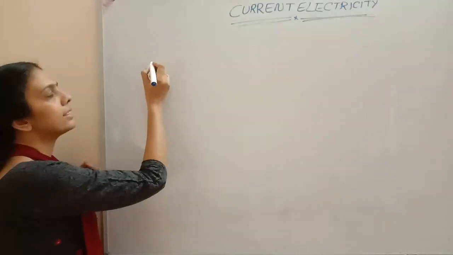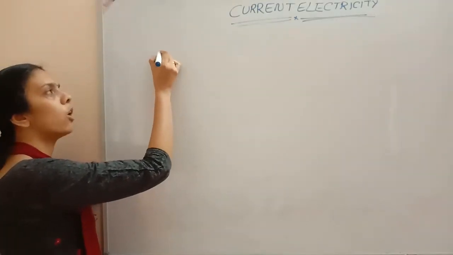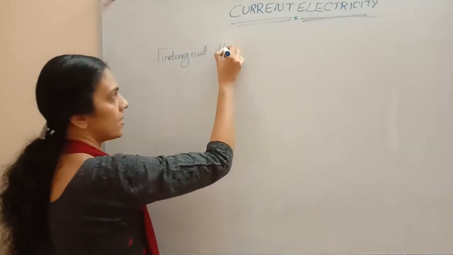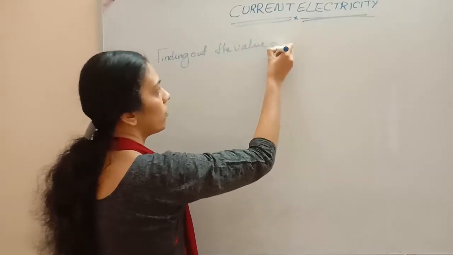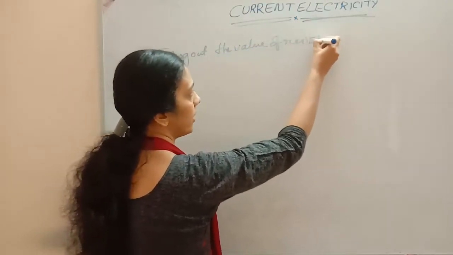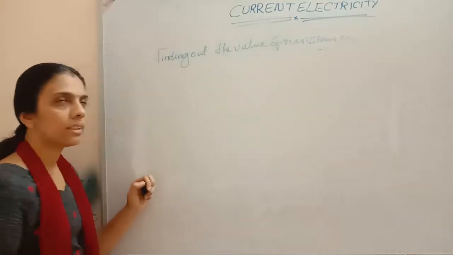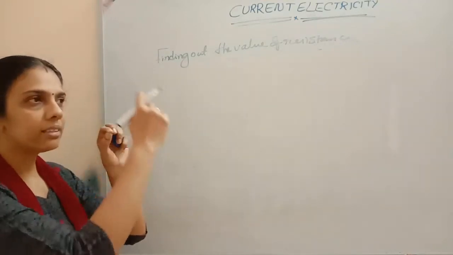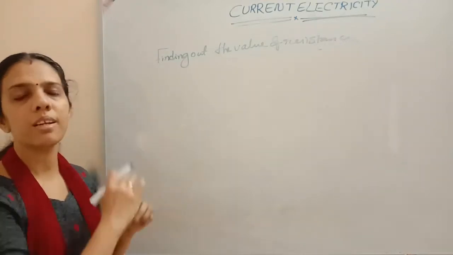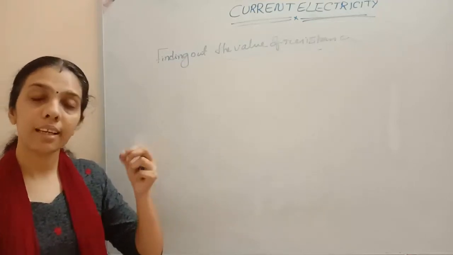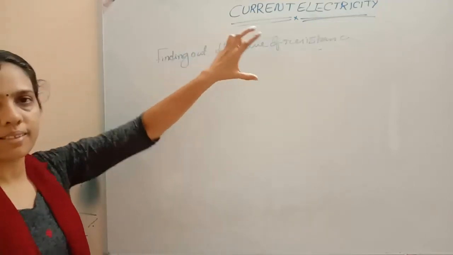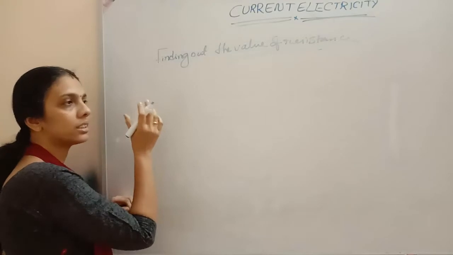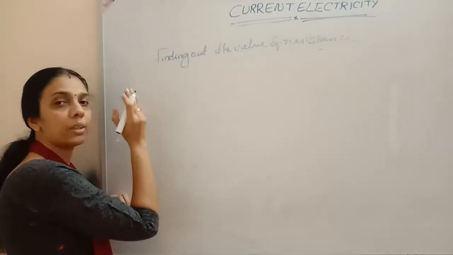Clear? Next is how we can find out the value of resistance. How can we find it out? Using the color code. If we consider a resistor, it will have some ring-type colors on it. From that color we can identify which resistance it is and what the value of resistance is. I told you each color has a different value.